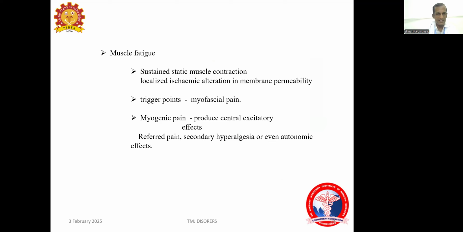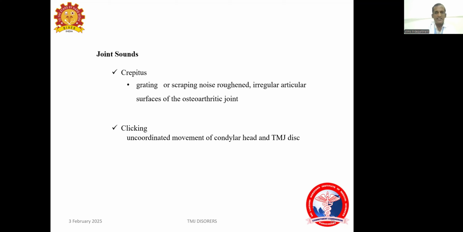And now the muscle fatigue, the muscular pattern. It can be a problem with the muscles. It has sustained static muscle contraction. The patient will have myofascial pain, or myogenic pain. And the joint sounds, a grating or scraping noise, can be from the roughened or irregular articular surface of the osteoarthritic joint. This arises only when there is uncoordinated movement of the condylar head and TMJ disc.